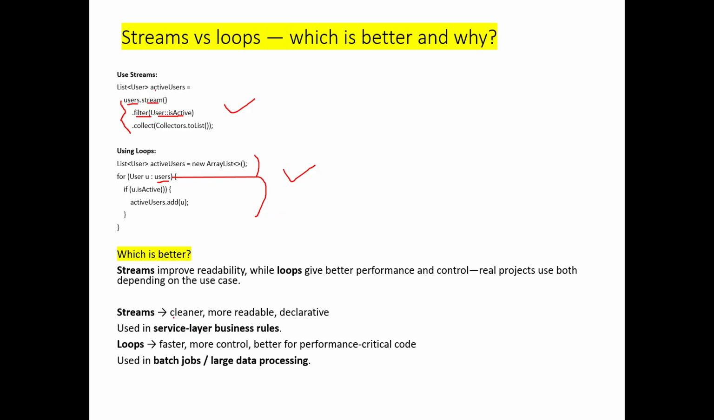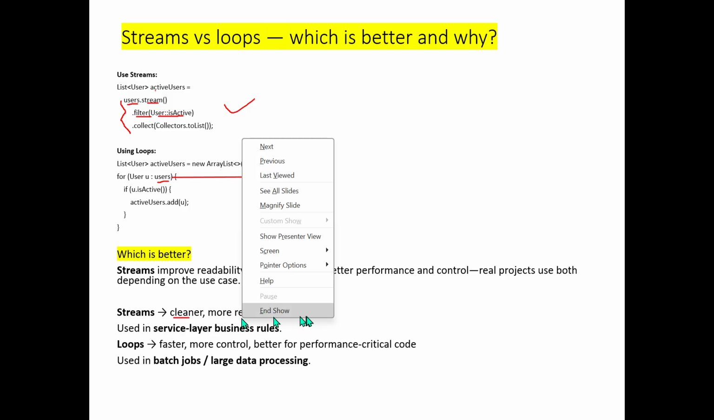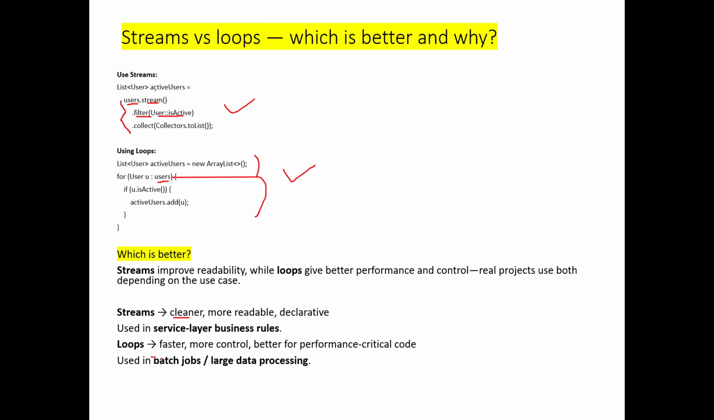So stream is cleaner, more readable and declarative. But loops are faster, with better performance. Okay, so between streams and loops, you choose wisely. Both are important. Where you want to use them, you choose accordingly.